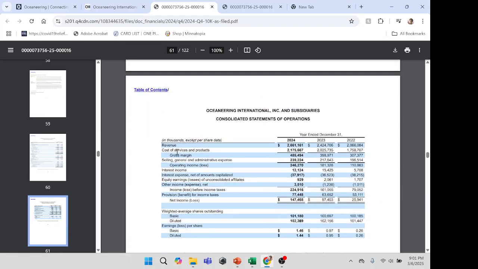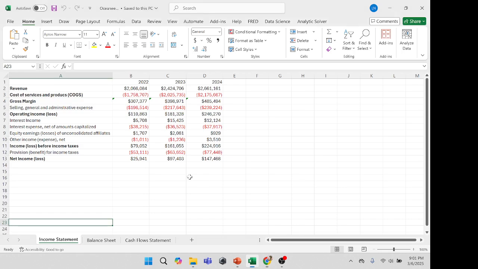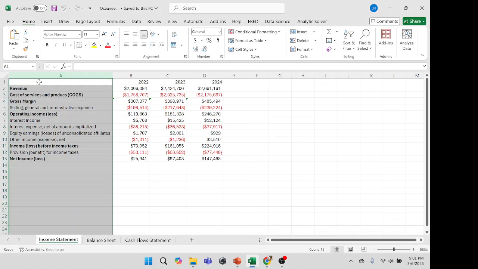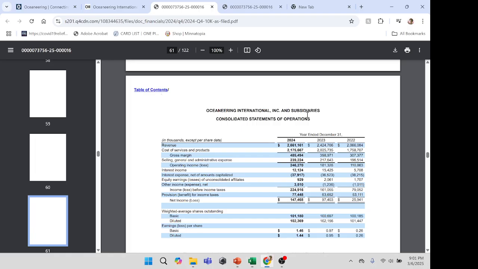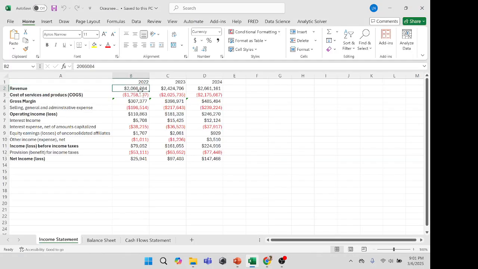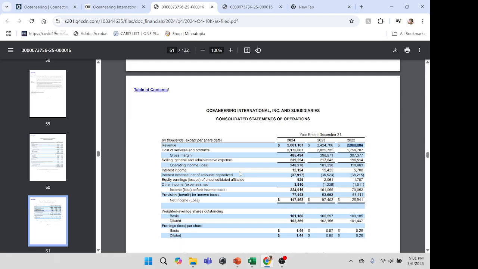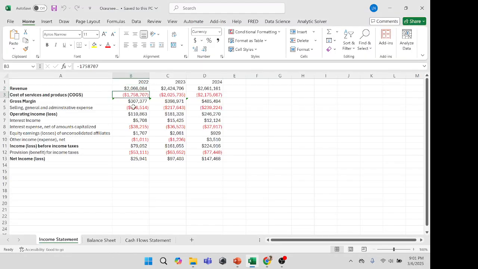So let's say for the income statement, here's my income statement for 2022. You see it starts with 2,066,084, right? But down here, why do I have this thing as red?